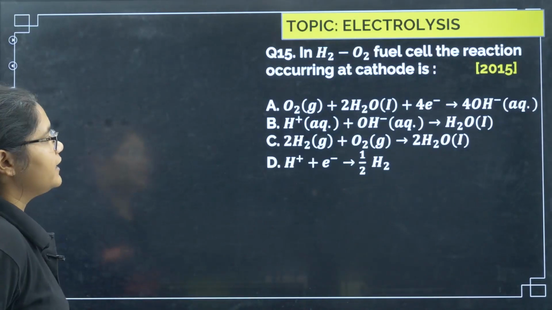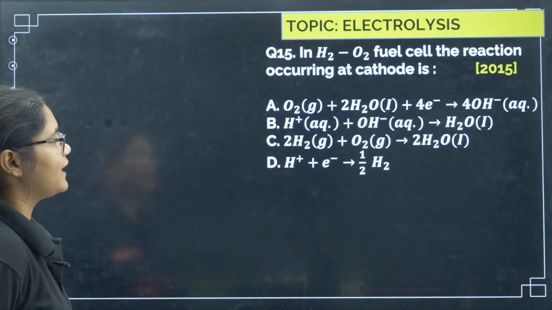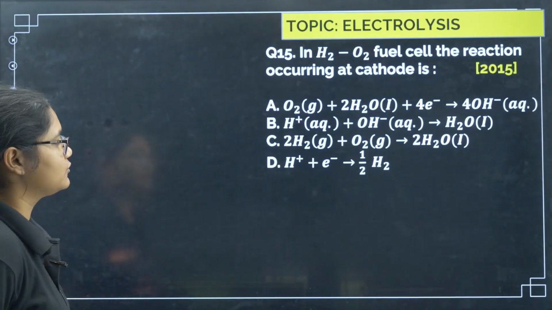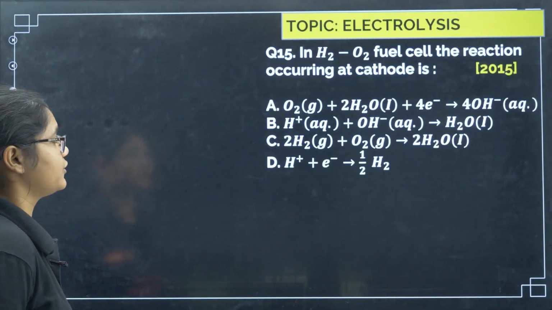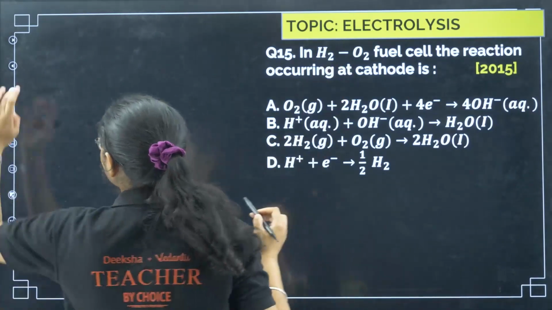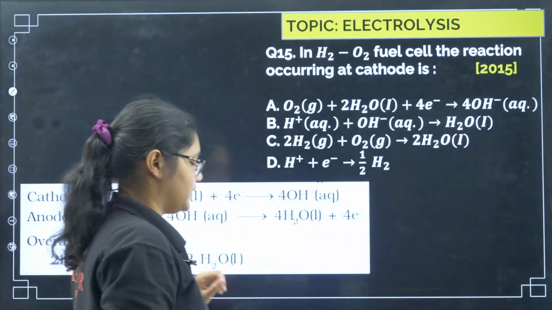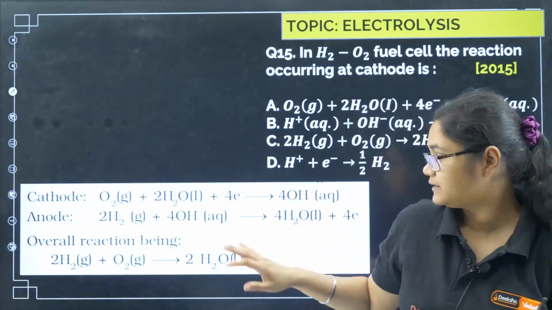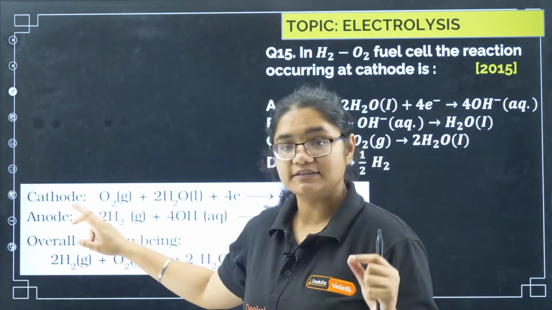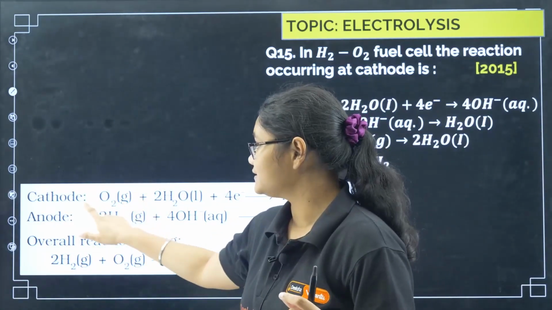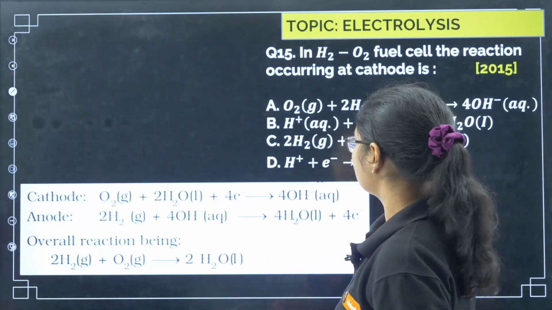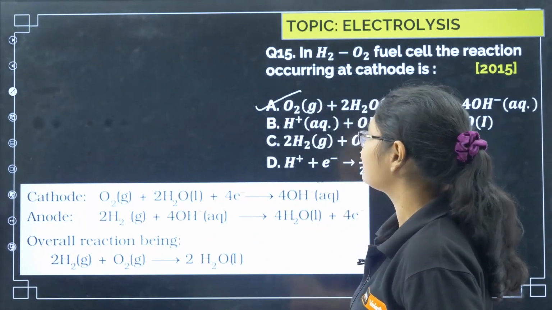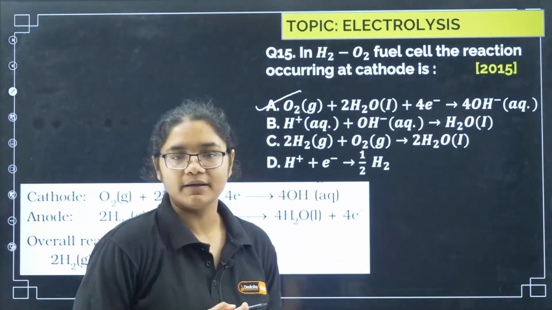Next, in the H2-O2 fuel cell, the reaction occurring at the cathode. So at the cathode, you can remember this reaction; I have noted down the anode and cathode. Okay, so please remember, in the oxygen-hydrogen fuel cell, oxygen is at the cathode and at the anode we have hydrogen. So oxygen undergoes O2 plus 2 H2O plus 4 electrons gives 4 OH minus, that is option number A here.